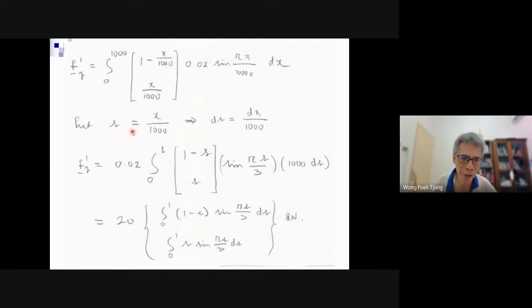But when we change the variable in integrals, don't forget we should change the differential, the dx. The relation is just to take the differential: ds becomes dx over 1000. So in other words, dx is 1000 ds. Don't forget. And also don't forget to change the integral boundaries.